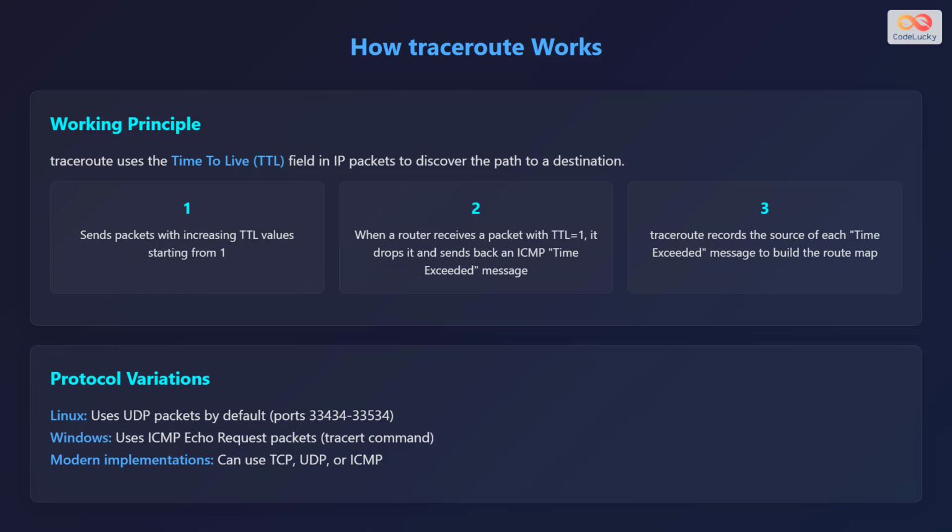For protocol variations, Linux uses User Datagram Protocol, or UDP, packets by default, using ports 33,434 to 33,534. Windows uses Internet Control Message Protocol, or ICMP, echo request packets, using the command tracert. Modern implementations can use Transmission Control Protocol, or TCP, User Datagram Protocol, or UDP, or Internet Control Message Protocol, or ICMP.